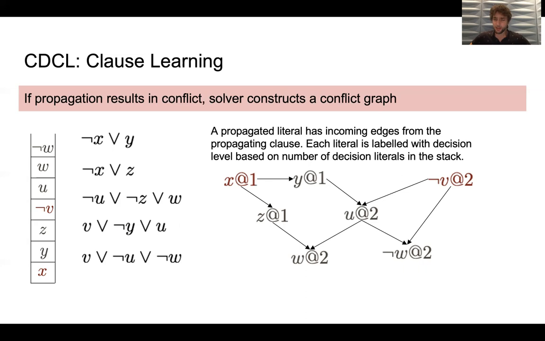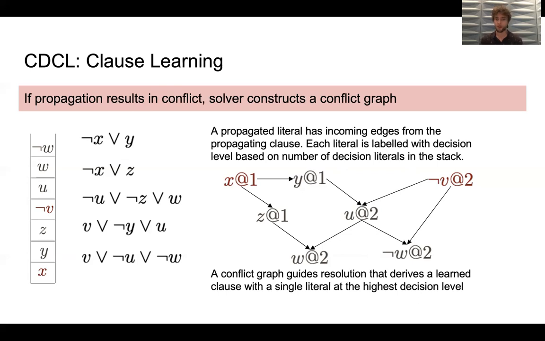This graph is then partitioned into two parts: the conflict side and the reason side. And these two parts are separated by a cut. The conflict graph will be used to guide resolution that derives the learned clause. And the learned clause needs to have a single literal at the highest decision level. So if I draw a cut here, I claim that it defines a clause for us. And how does it define the clause? You take each of the edges that cross from the reason side to the conflict side, and the sources of these edges will be literals in the clause.